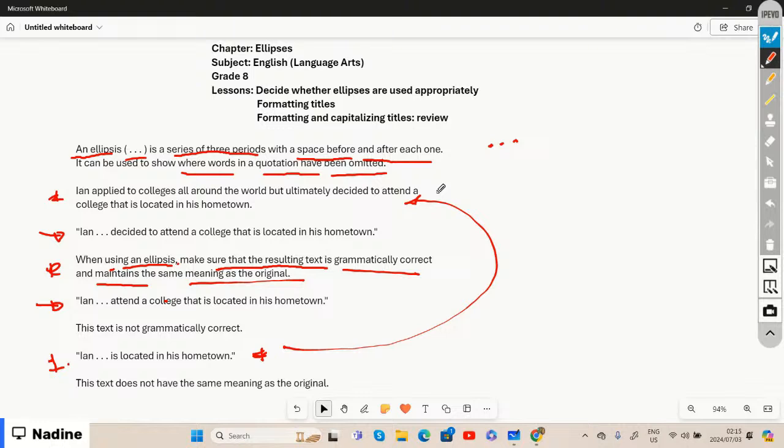All right. So once again, we see that an ellipsis is a series of three periods with a space before as well as a space after each one. And we said ellipses can be used to show where words within a quotation have been omitted.